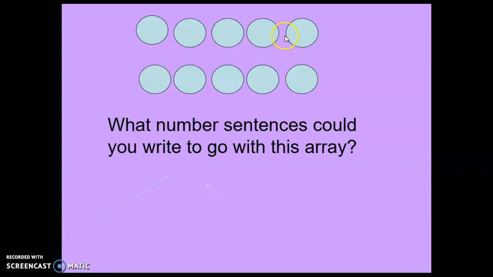Right, so we've got 10 counters in all. If we looked at it horizontally, we've got 5 in one group, 5 in another. So we've got 2 groups of 5. So that would be 10 divided by 5 equals 2. And then we've also, if we looked at it vertically, we've got 5 groups of 2.